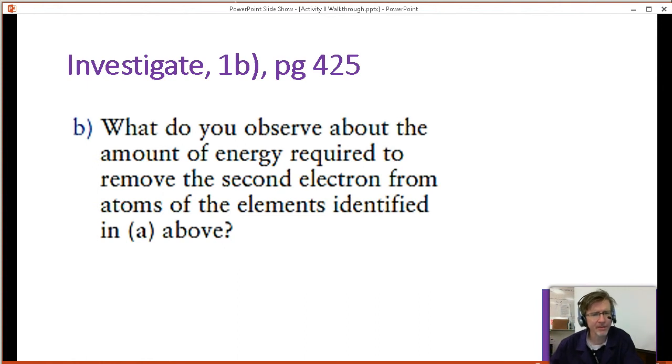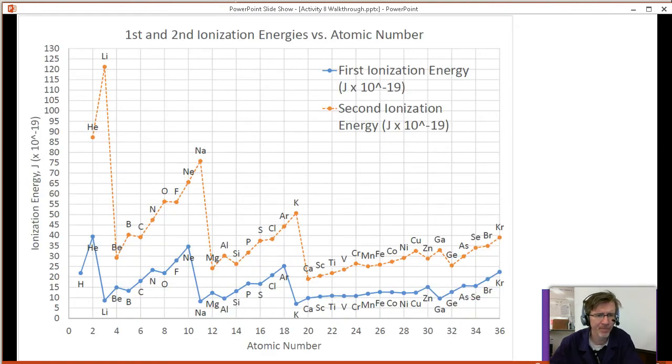What do you observe about the amount of energy required to remove the second electron from atoms of the elements defined in A above? Take those atoms, lithium, sodium, potassium. Take a look at the graph for second ionization energy. Ready? So there's second ionization energy. Remember, it's that orange dotted line, right?